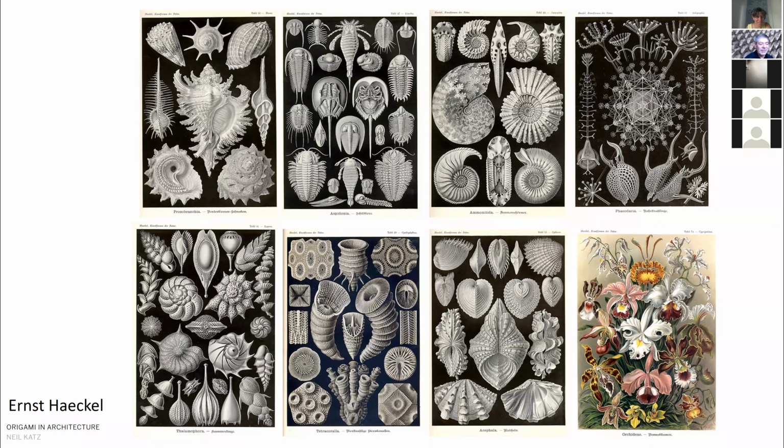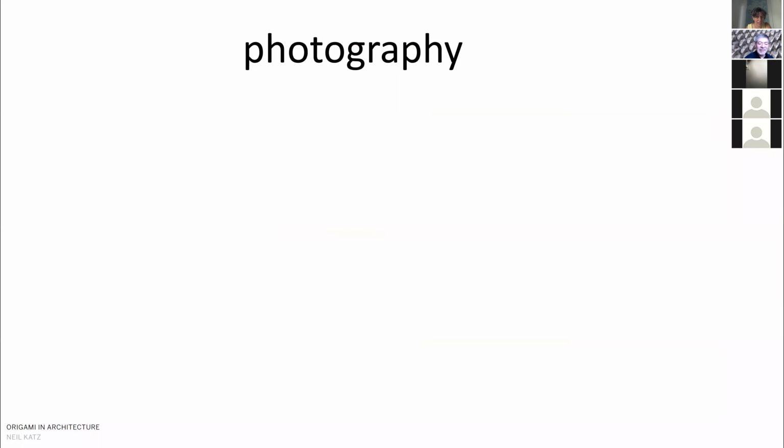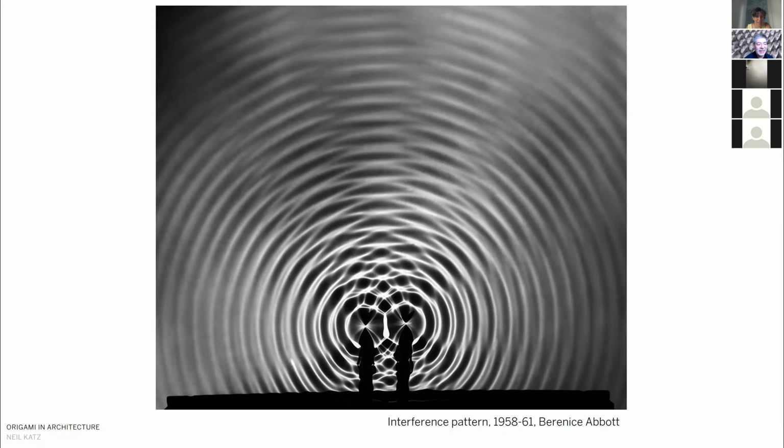Photography. Now this photograph by Berenice Abbott, maybe it should have been in the nature section, but it's a physics phenomenon where if you have two drops in a pool of water, they create waves, and the interference patterns of the waves. When I looked at this photograph, at first I said that's origami, right? Look at the forms, it's so beautiful.